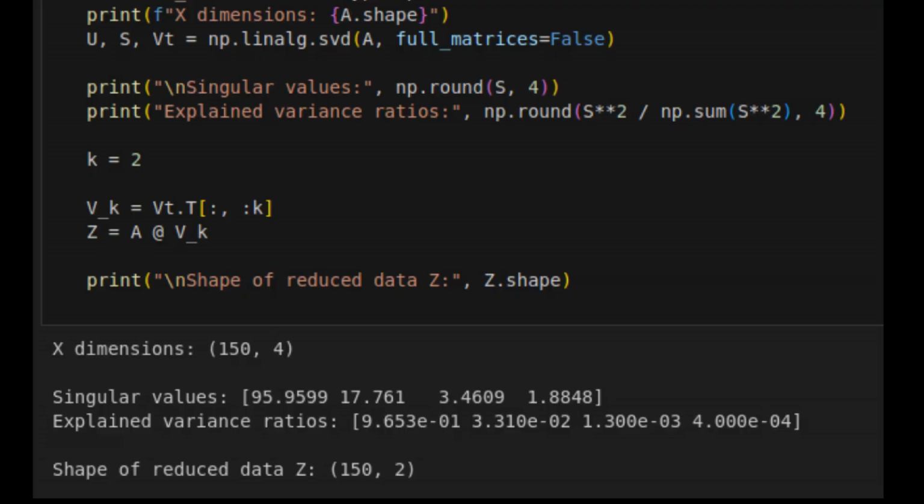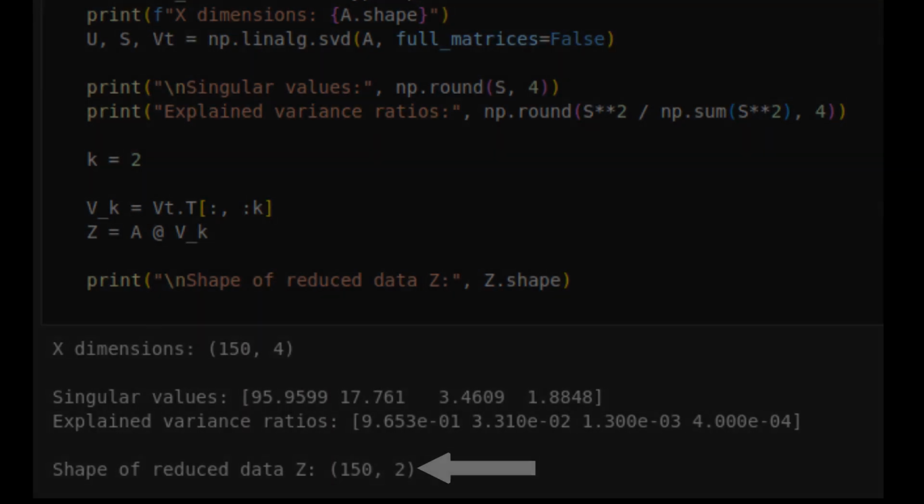You could use half as many dimensions and still have 99.84% of all the information contained within the original matrix. So why even bother using those last 2 dimensions? Let's just not even use them. We're going to compute a new matrix called Z here, which is just going to be A multiplied by VK, where K is 2 for those first 2 dimensions, and this is going to give us a 150 row by 2 column data set.